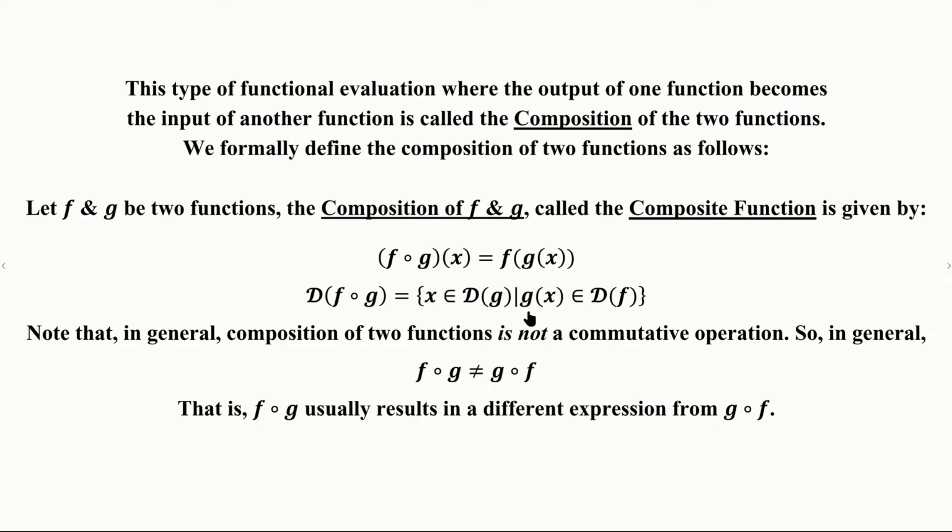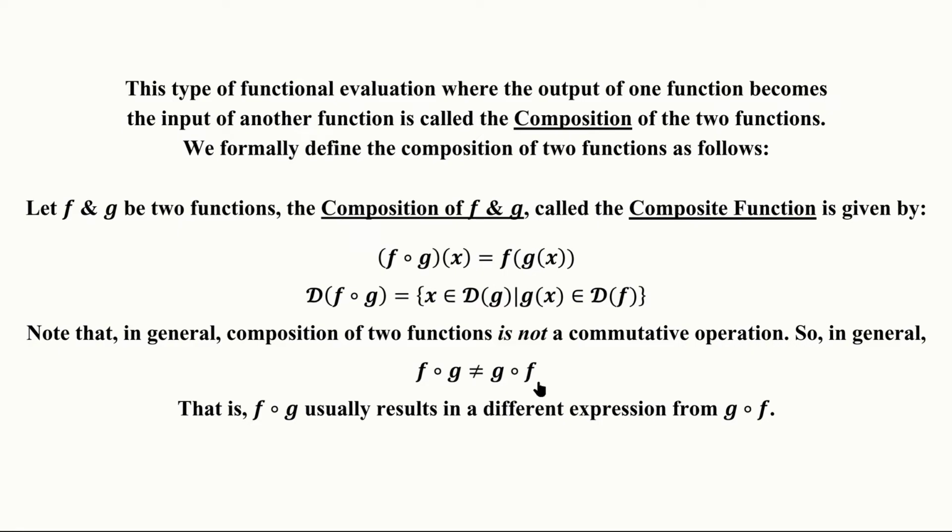Firstly, x has to be in the domain of g to begin with, for g of x to make sense. And then we have one other restriction, which is that g of x itself should be in the domain of f, okay? In general, the composition of two functions is not commutative. So what does that mean? That means direction matters. f circle g is not usually the same as g circle f.